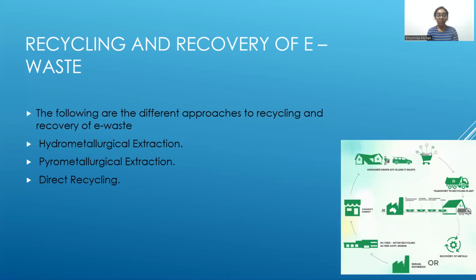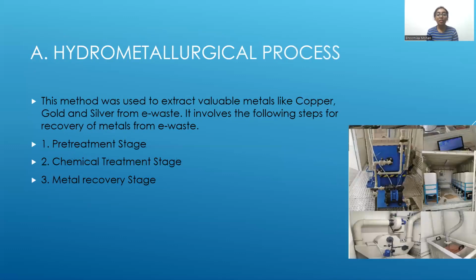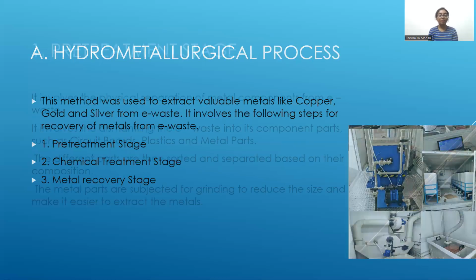Recycling and recovery of e-waste. The following are the different approaches to recycling and recovery of e-waste: hydrometallurgical extraction, pyrometallurgical extraction, direct recycling. These are the 3 approaches involved in recycling and recovery of e-waste. Hydrometallurgical process. This method was used to extract valuable metals like copper, gold, and silver from e-waste. It involves the following steps for recovery of metals from e-waste. The 3 steps are pre-treatment stage, chemical treatment stage, metal recovery stage.